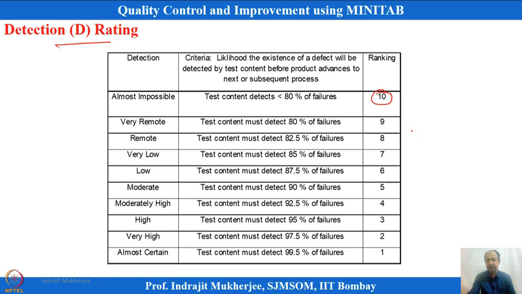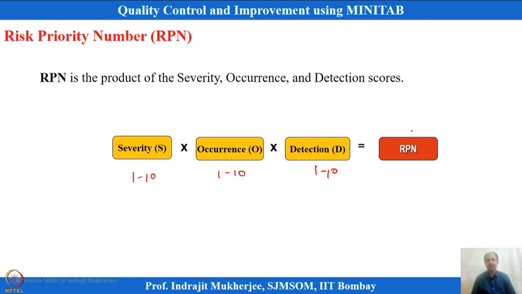So the minimum score is 1 and the maximum score is 1000 that we can think of. So 1000 is the maximum and the minimum is 1. So none of these can be 0. So that is the risk priority number that we get out of that.